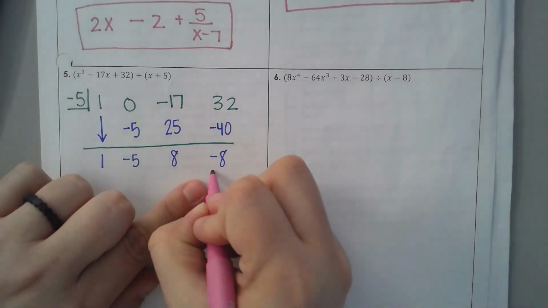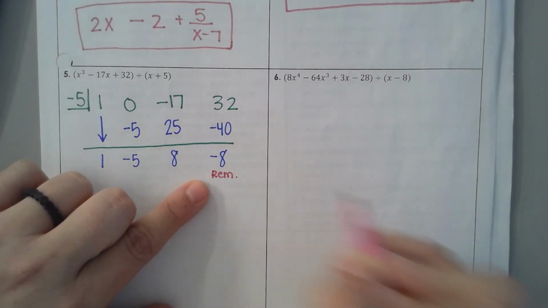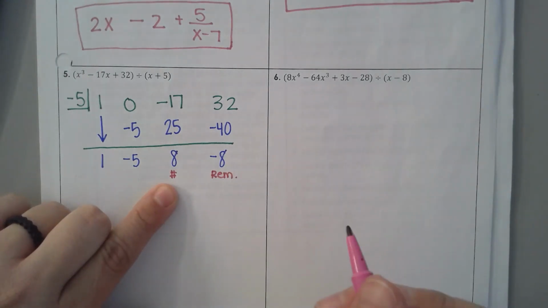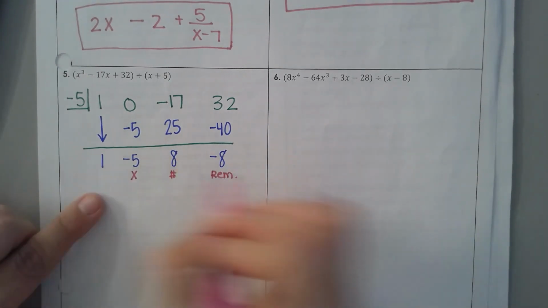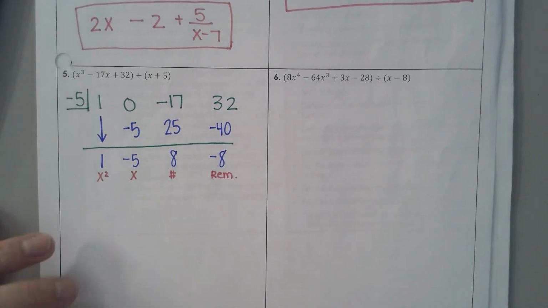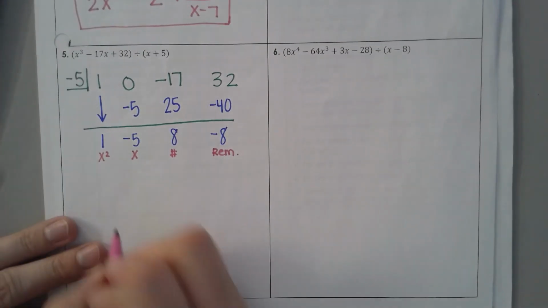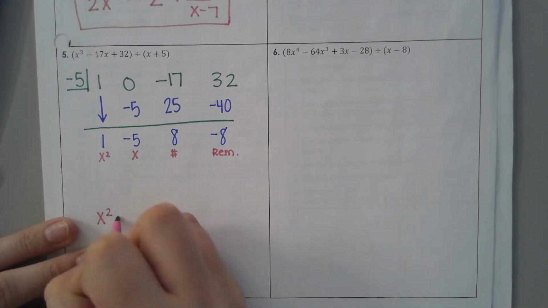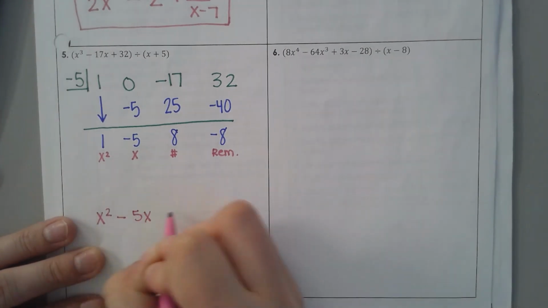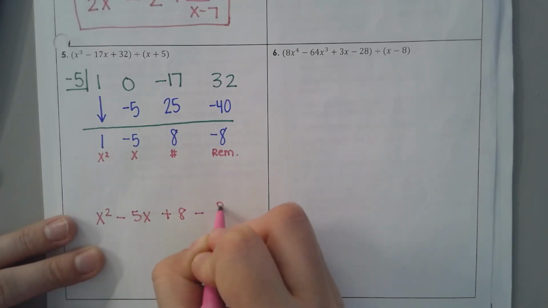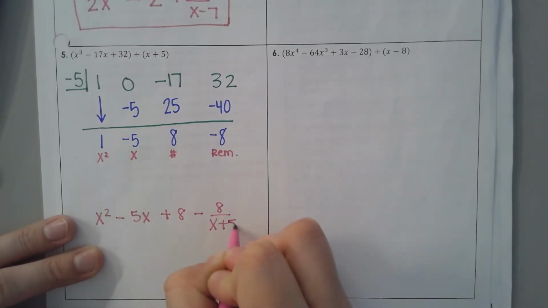So this is my remainder. This would be my constant, my plain number. This would get an x and an x squared. So my answer is x squared minus 5x plus 8 minus 8 over x plus 5.